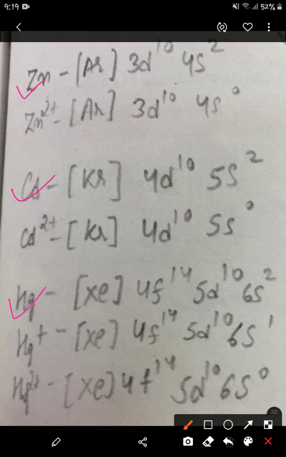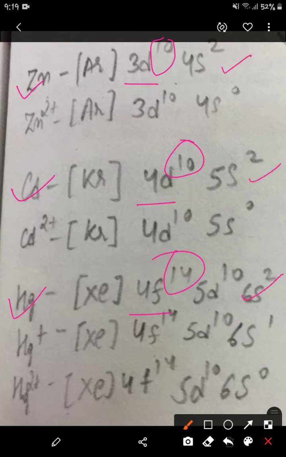Now if you see 3d10, 4d10 and 5d10, it means the maximum capacity of electrons is filled, or we can say it does not have incomplete d orbitals. Okay, so one condition it is not fulfilling, that in ground state they don't have vacant d orbitals.